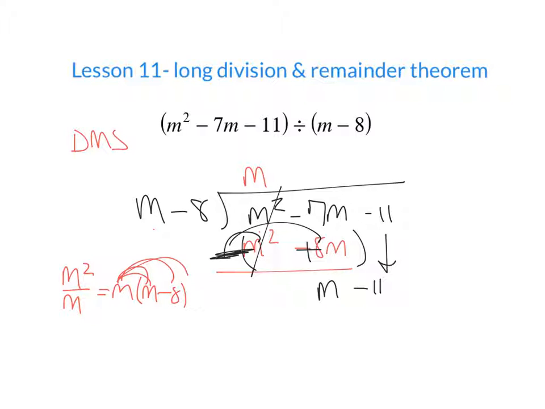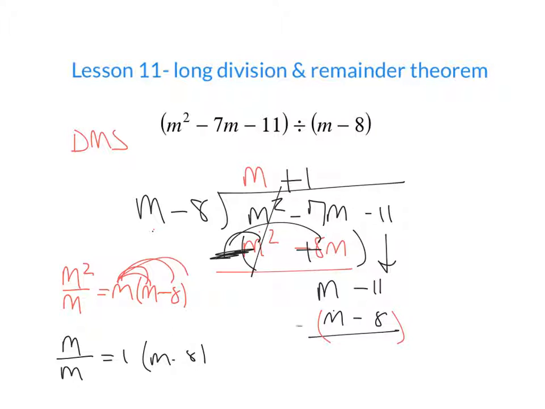Okay, so now I'm going to divide again. Divide the first term by the first term. So m divided by m. That will get 1. And you'll put that positive 1 up here. Okay, so then I'm going to multiply by what's on the outside, and that's going to get me m minus 8. And now I will subtract.